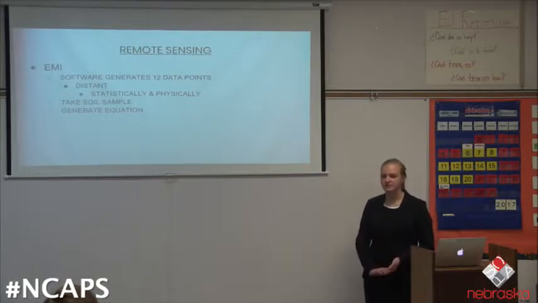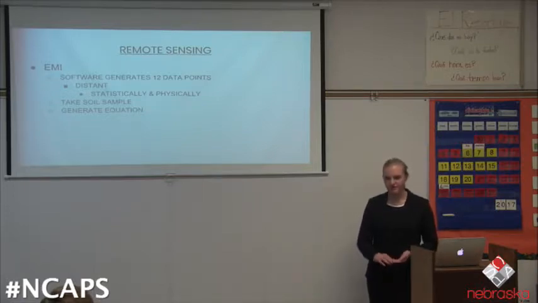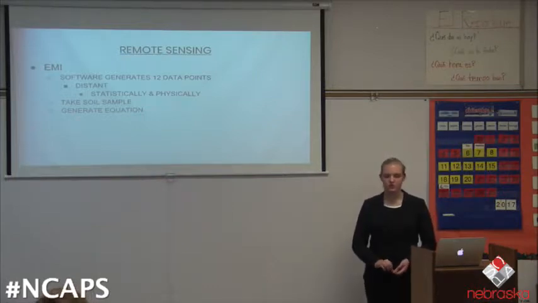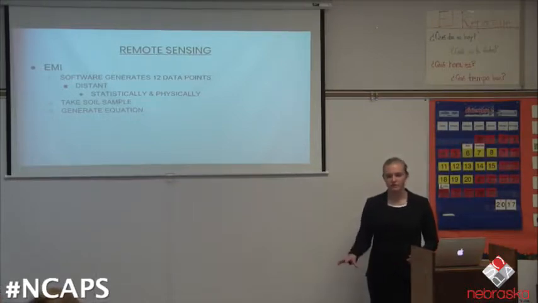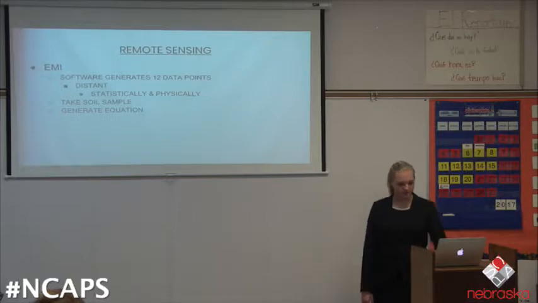And then they're also physically distant from each other. And they had to be physically distant from each other because, say, there was a nail in the ground and it messed up the reading. So if you have these two readings that are like 5 inches apart, then it's not going to be accurate. And so once we have those 12 data points, we went out and took a soil sample. And then once you figure out the salt content and the chemical content of that soil sample, you can generate an equation relating the two and figure out where the chemical is located within that area.